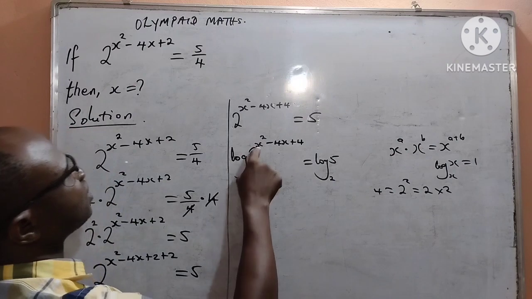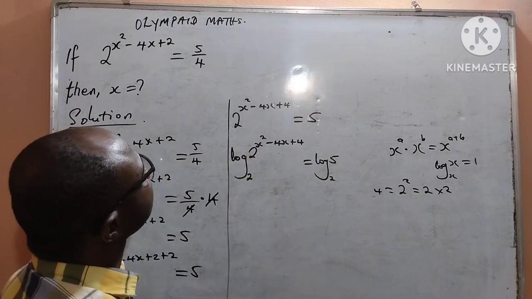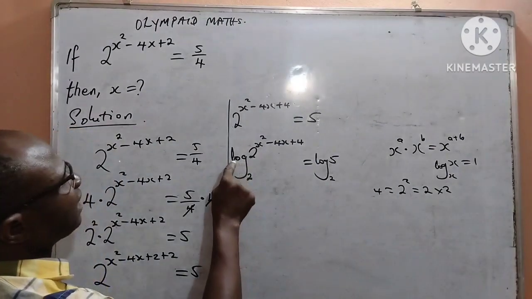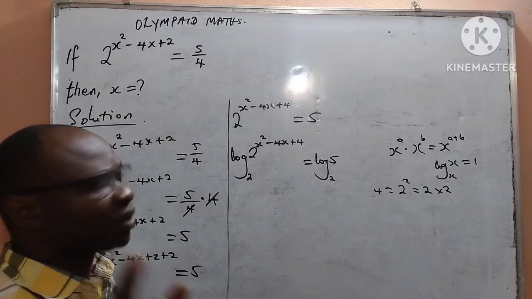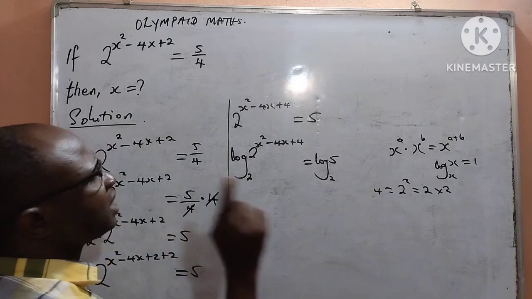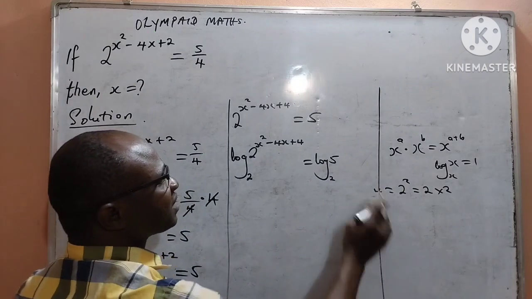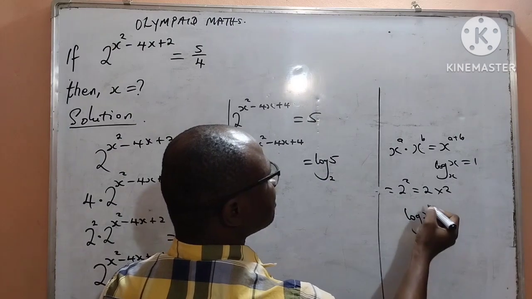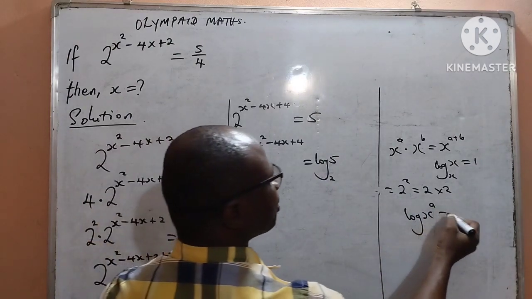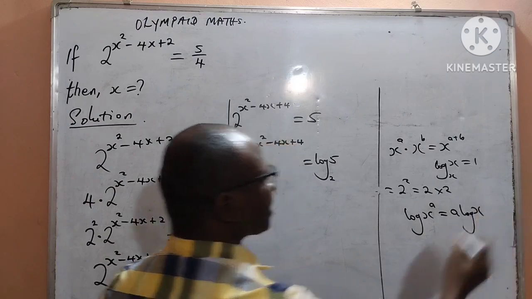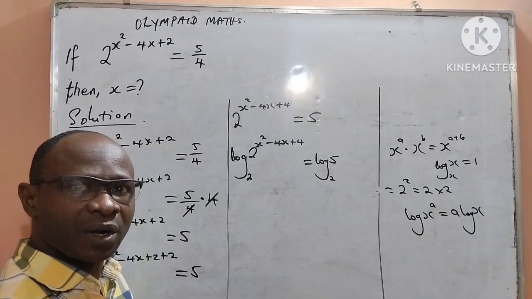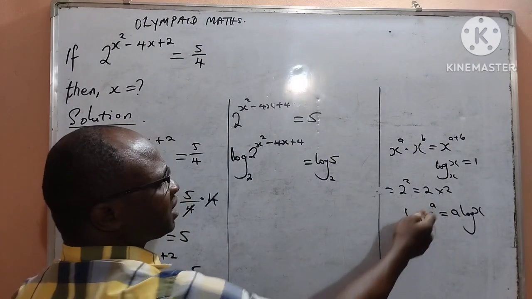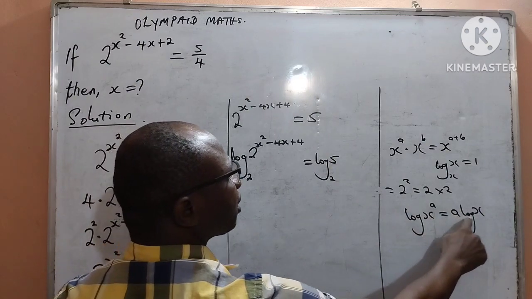Now, log 2 base 2 is going to give me 1. But before we come to that, let us see this law in logarithms that says if we have the log of x raised to the power a, this is going to be equal to a times the log of x. That is the power rule. If I have the logarithm of x raised to the power a, then the a will move to the front to become a log x.